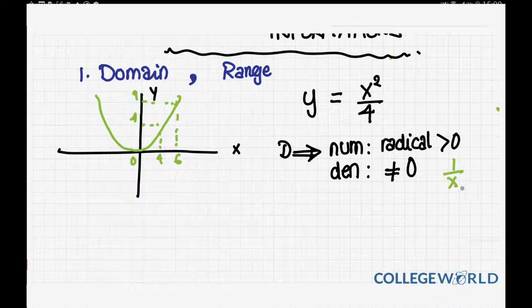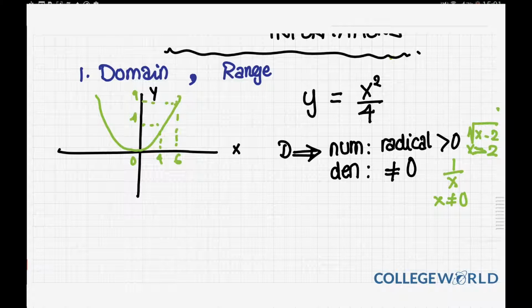So in this case, it's actually squared. So whatever happened, there's no radical, so you don't mind the numerator. For the denominator, you need to make sure that it's never equal to 0. For example, so you know what I mean, for 1 over x, your domain will exclude 0.